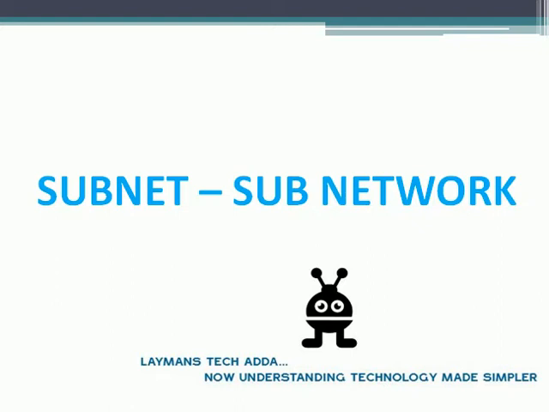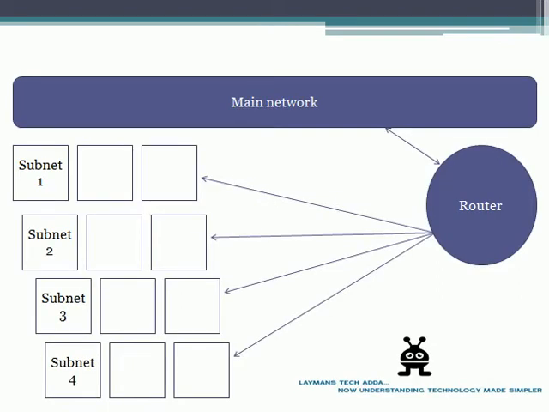So if a subnet wants to contact another subnet, it has to go via the router connecting all the networks together. You can see on the screen there is a main network which is divided into four subnets, and all the four subnets can communicate to each other via the router. They can also communicate to the main network from where they are divided from.